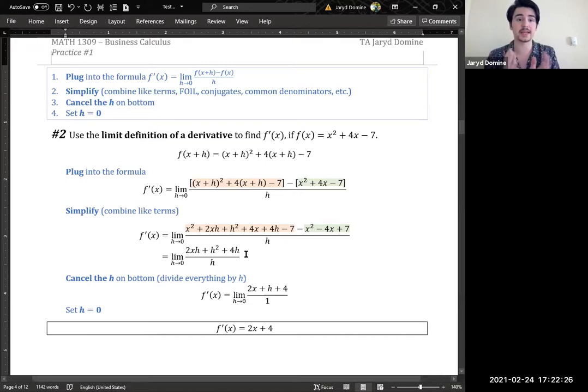And now you can cancel the h on the bottom. So that's our goal, to cancel the h on the bottom. So we divide every term by h. Everything has an h in it. So we divide every term by h, and we get 2x plus h plus 4. And then the bottom now is just 1, like the h goes away. Okay, and now you have no issues. Now we can plug in h equals 0 without any problems. So if I just stick in a 0 here, we get f prime of x equals 2x plus 4. Okay, so the whole objective of all this work was to cancel the h on the bottom and then plug in. So that's it, just simply stated.